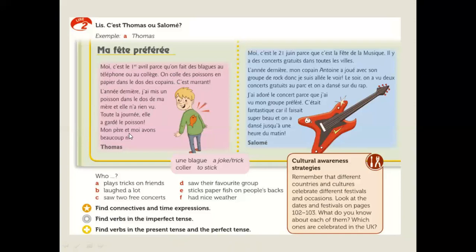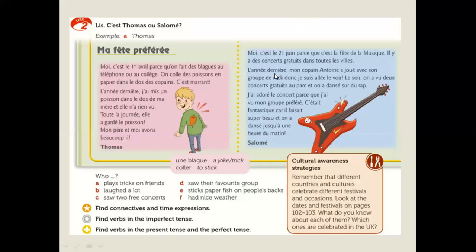And finally, mon père et moi avons ri. You can see you've got avoir and the past participle of rire, that's the perfect tense. In Salome's text, you had est, the verb être, in the present tense. Then est again, present tense of être. Then you had the verb avoir, pardon, il y a in the present tense.